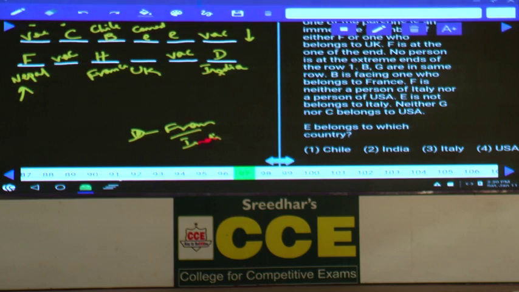Now, Italy and this one. Between those two, E does not belong to Italy. Neither G nor C belongs to USA. As C does not belong to USA, this person belongs to USA. As this person is USA, E does not belong to Italy. So among Canada, USA, and Italy, who belongs to Italy here? C belongs to Italy. G does not belong to USA, and G belongs to Canada. If G belongs to Canada, then E belongs to USA.